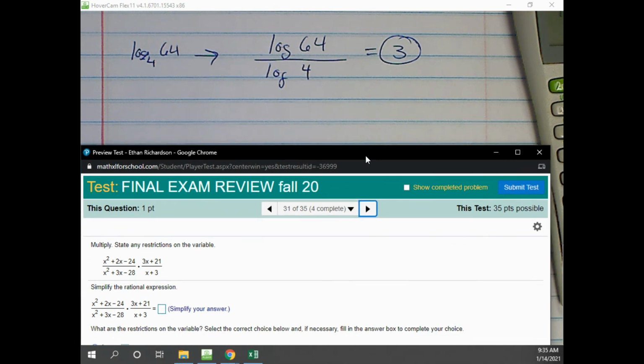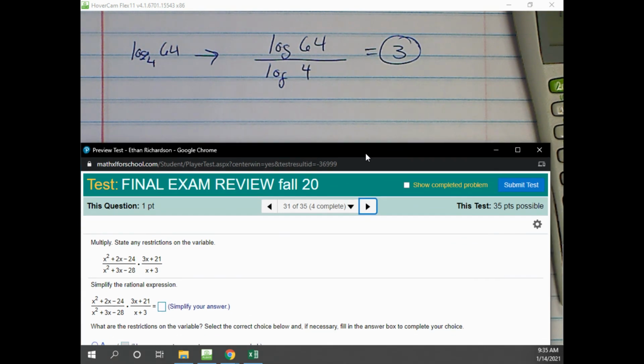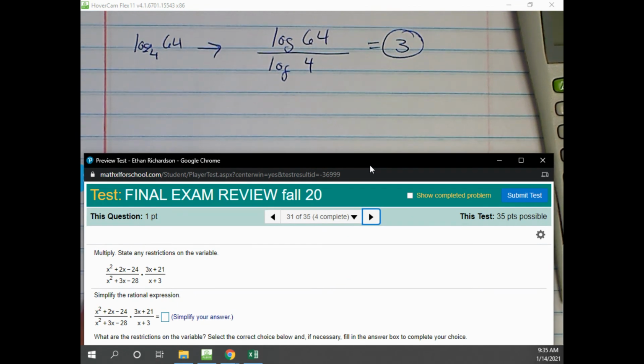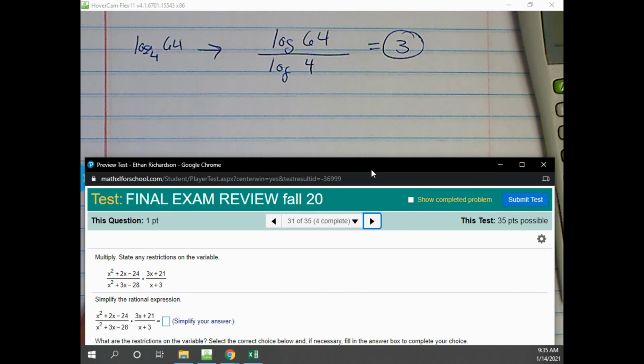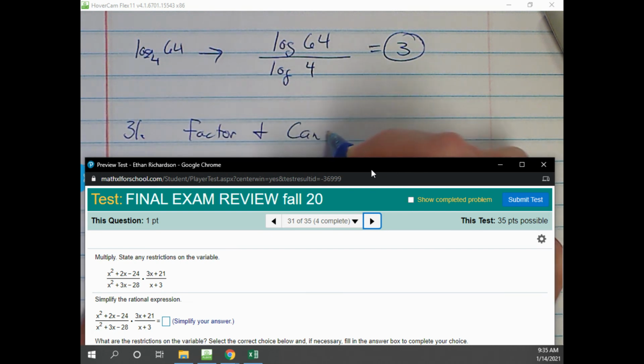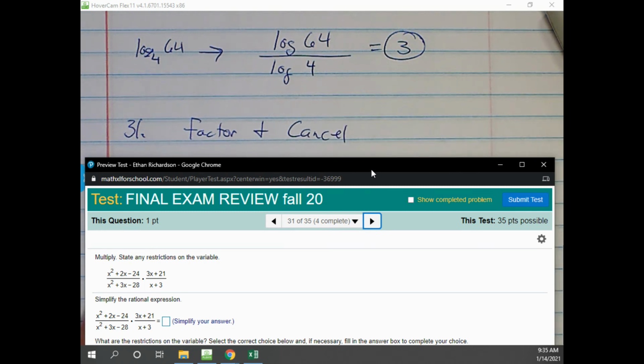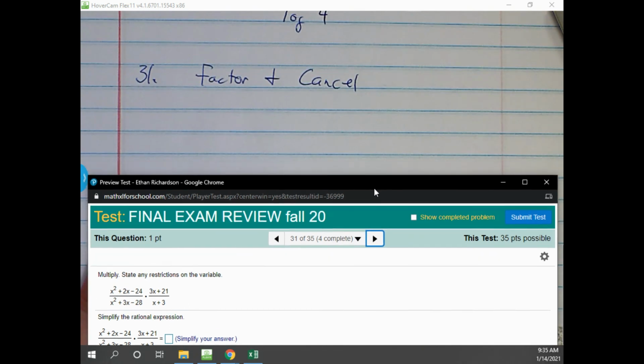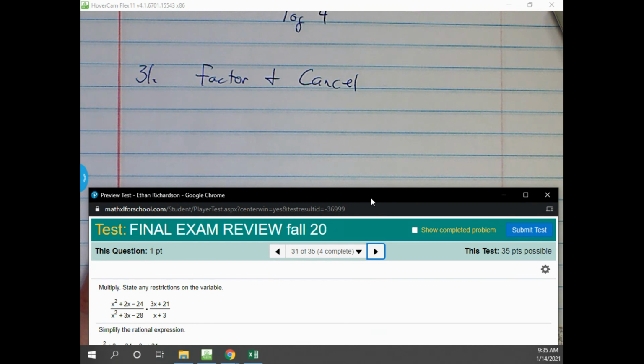Multiply and state any restrictions on the variable. So for this one, doing the multiplying first, here's really what it means when you get a question like this, where it says multiply and state the restrictions. Really what it means is when it says multiply, you're really going to factor and cancel. So even though it's a multiplication problem, the way this thing is set up, it's really not a multiplication problem. We're getting kind of close to the end of this class. We'll save a little bit for this one.